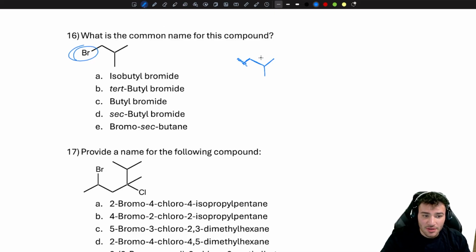And so I'm asking you, forget about the bromo. That doesn't really matter. What is the common name of this? This is isobutyl, right? We have four carbons, and the last one is kind of separated from the rest. And so the name should be isobutyl bromide.